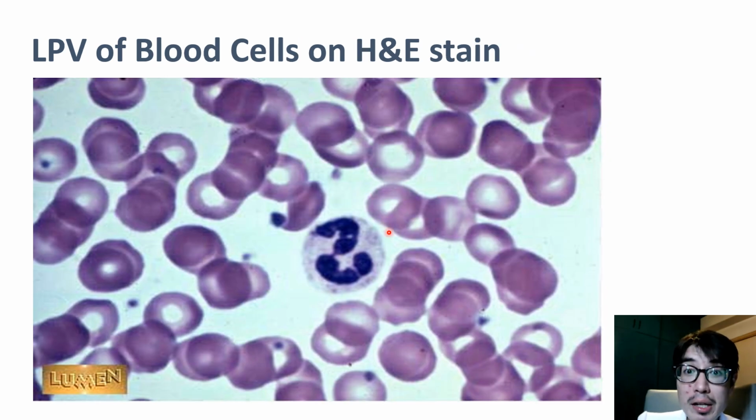These are blood cells which are suspended in fluid plasma. They characteristically have a round shape. Red blood cells are mostly cytoplasm and they are therefore eosinophilic, while this neutrophil over here exhibits an eosinophilic cytoplasm, but the nuclear chromatin in the nucleus is deeply basophilic.